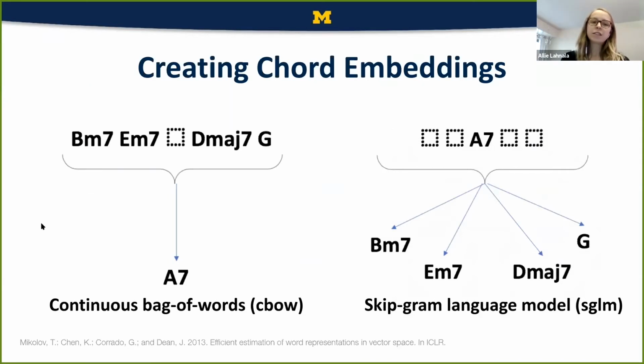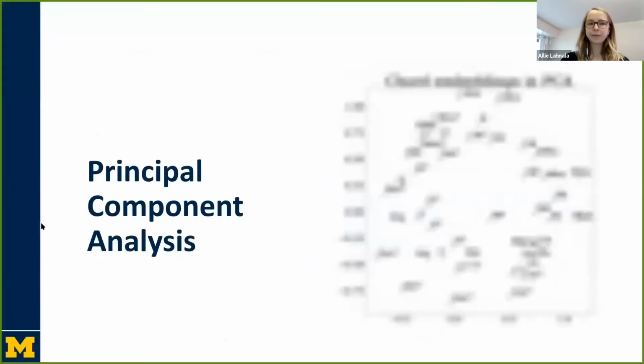We create embeddings using both variants of the word2vec approach, which are the continuous bag of words and Skipgram language models, which I'll call CBOW and Skipgram for short. CBOW is a feed-forward neural network that takes in a sequence of chords with one masked and tries to predict the masked chord. Throughout training, the hidden layer weights undergo updates via backpropagation, and these become our chord embeddings. Skipgram operates in almost the same way, but instead it predicts a set of context words from one word.